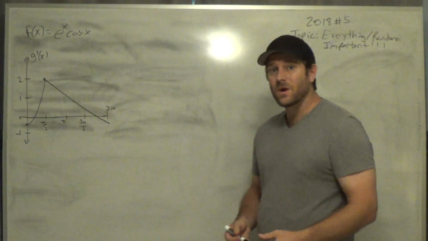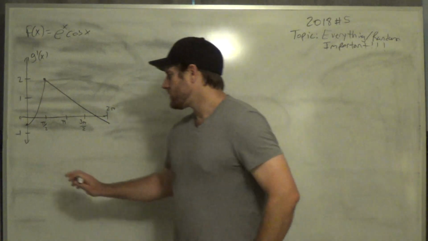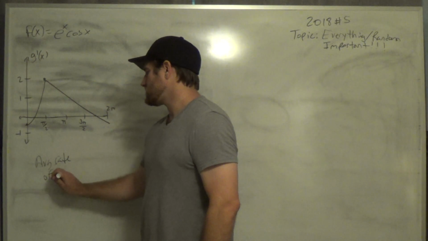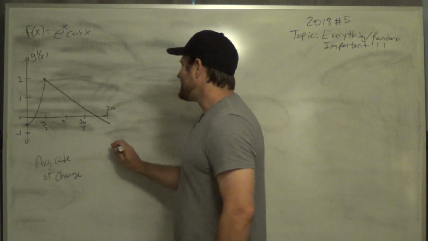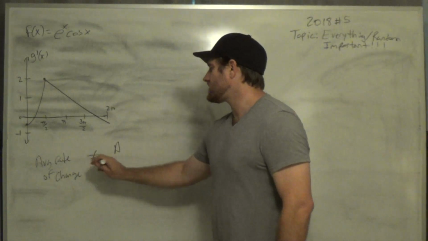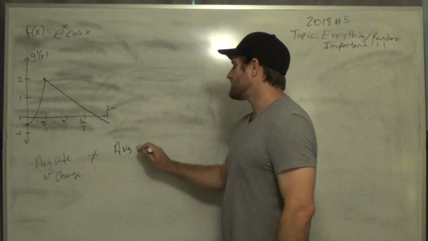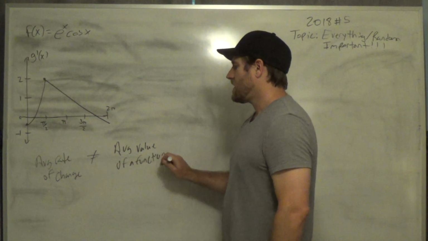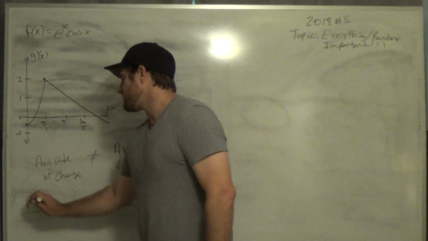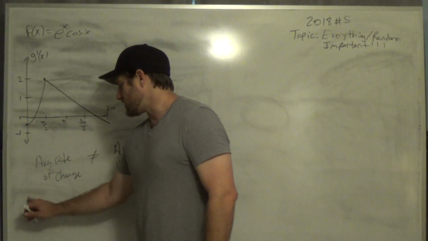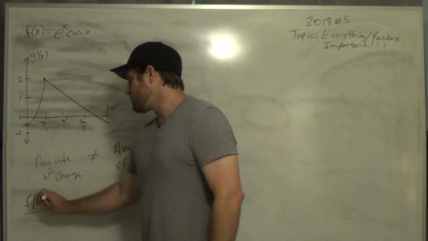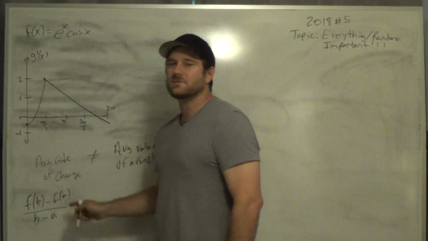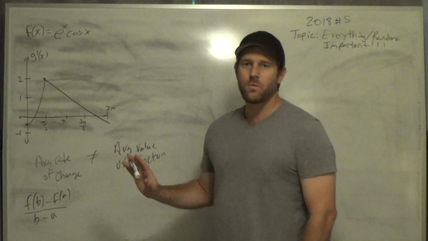They're like, hey, does this person know what average rate of change is? Now, average rate of change is not the same as the average value of a function. Average rate of change is f of b minus f of a over b minus a. Average rate of change means slope, so average slope is slope through the endpoints.